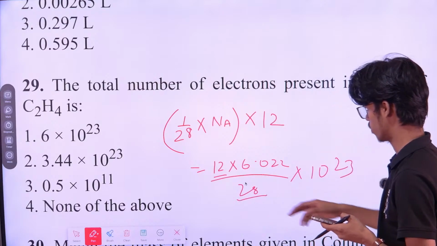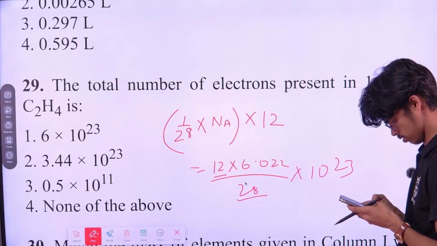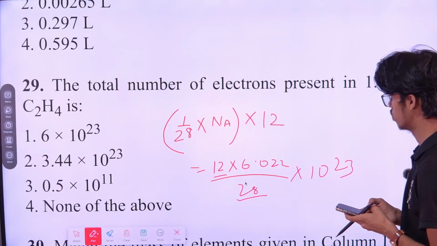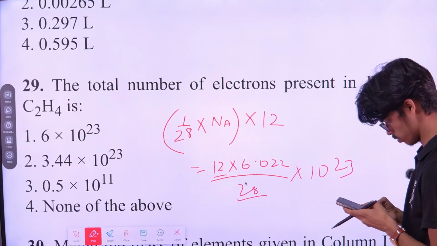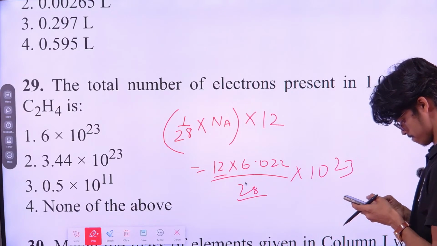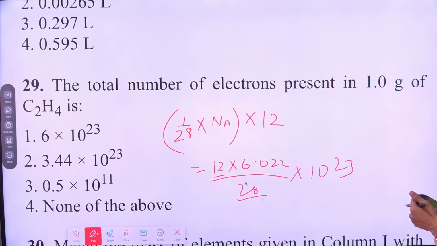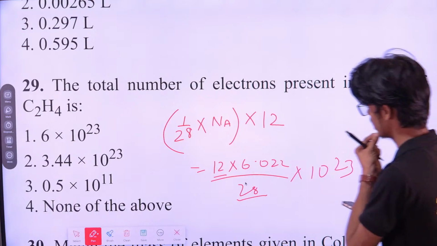12 by 28, what is the ratio of this thing? Into 6.022, 6.022. Okay, I am doing something wrong. Can you tell me guys what I am doing wrong? The total number of electrons present in 1 gram of C2H4. 1 gram of C2H4. Am I doing something wrong?